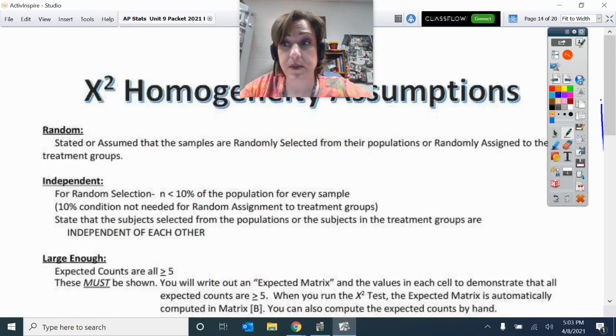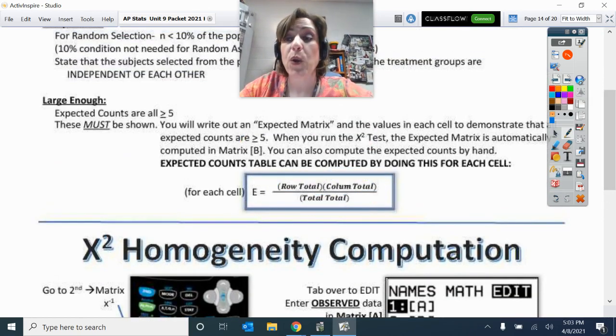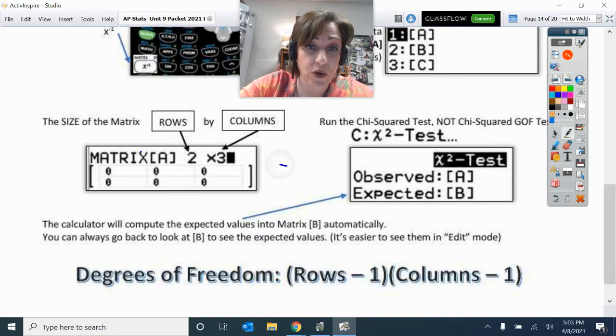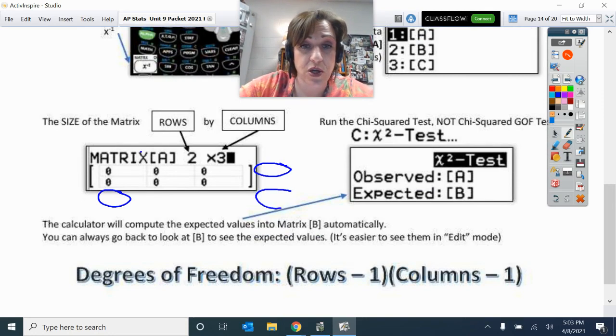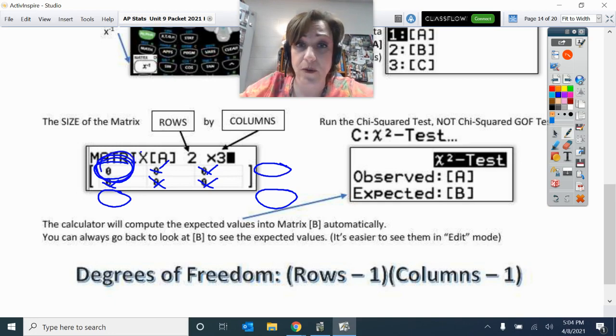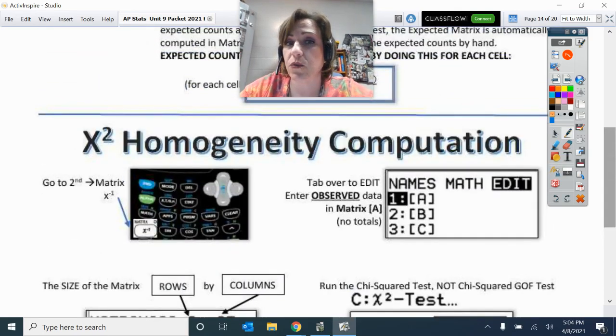Because I've seen problems and I've seen information, so this is obviously something that you're expected to understand, where maybe you only had the total of this, the total of this, and the total. These other bits of information were not given to you, and you were asked to come up with the expected value right here. So you would go row total times column total over total. All right. So let's move on.